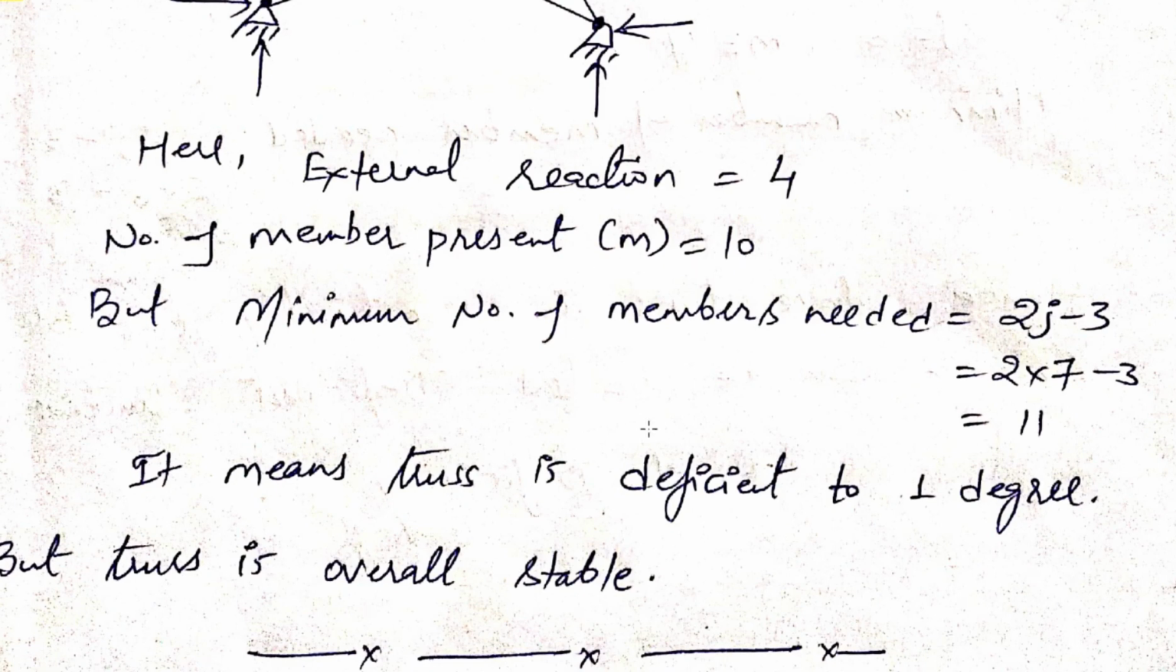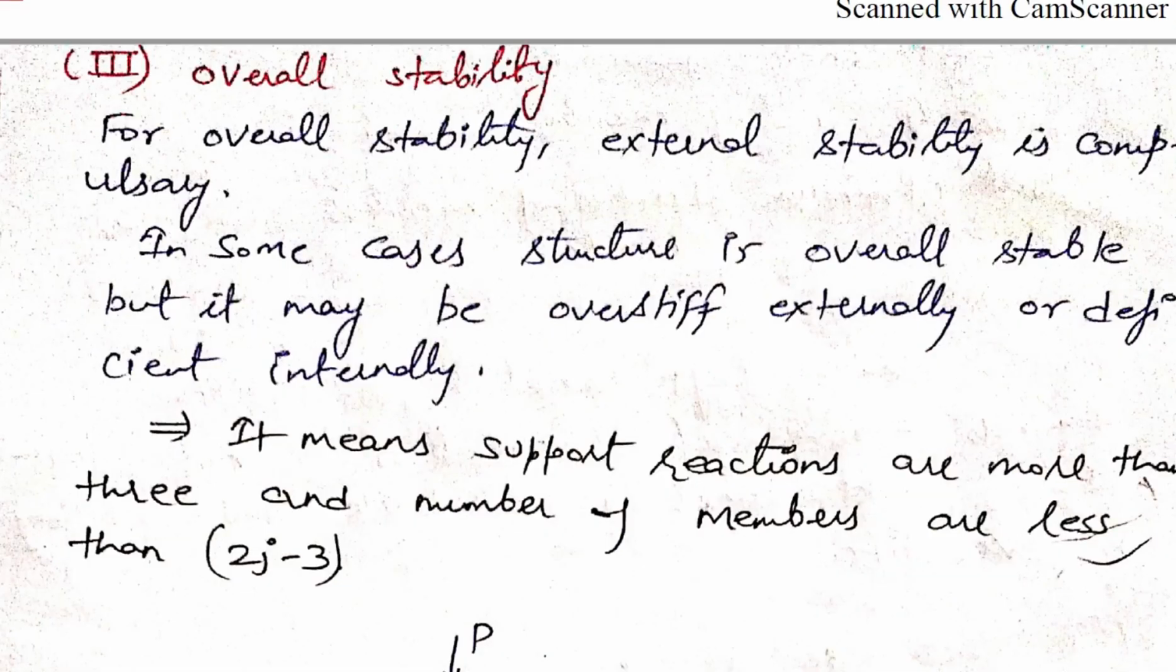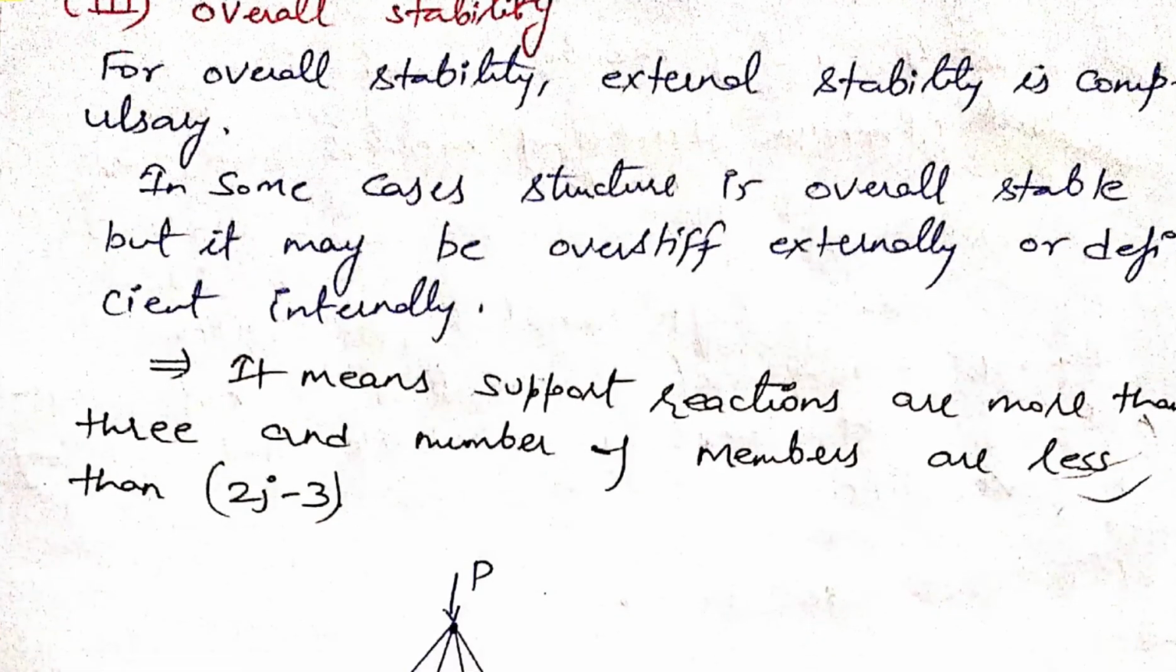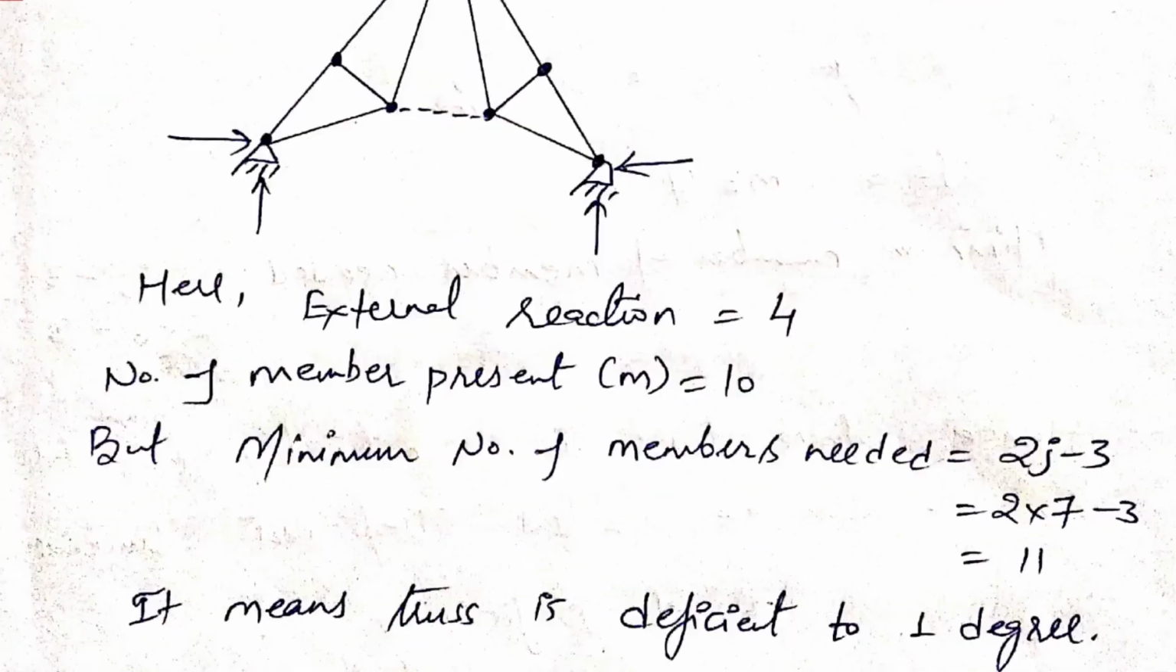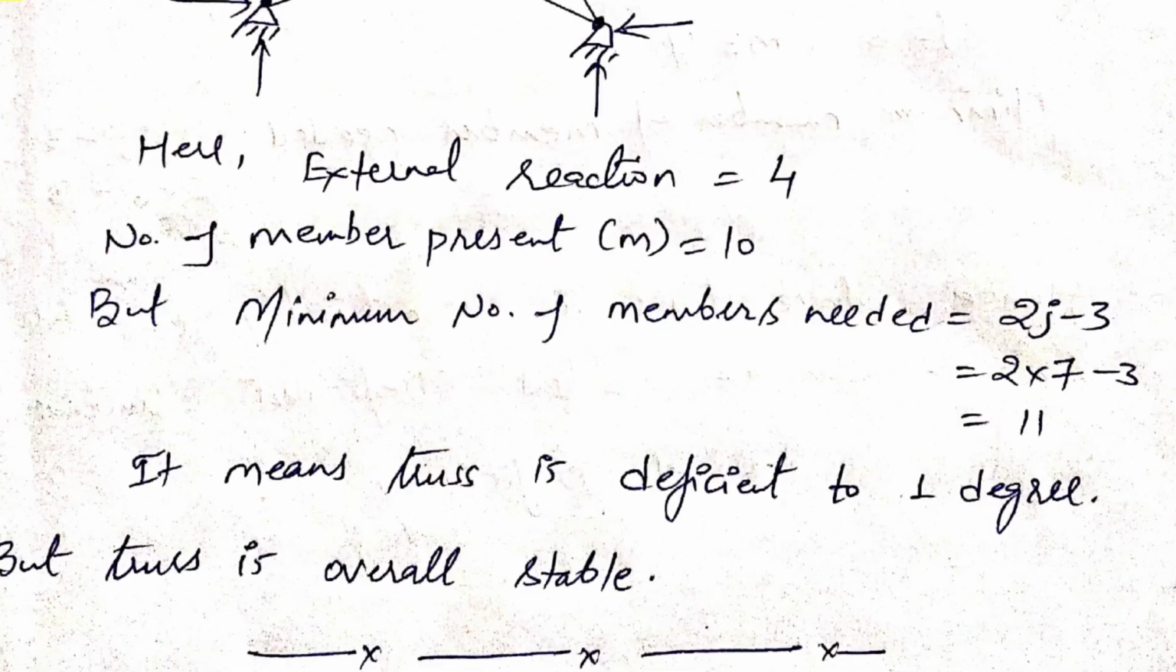So it means the truss is deficient to 1 degree. We have to ensure that the minimum number of members is 11, but at present we have 10, so we are deficient to 1 degree: 11 minus 10 is 1. But the truss is overall stable, because there is one extra redundant reaction which prevents the geometric deficiency. So overall the truss is stable.